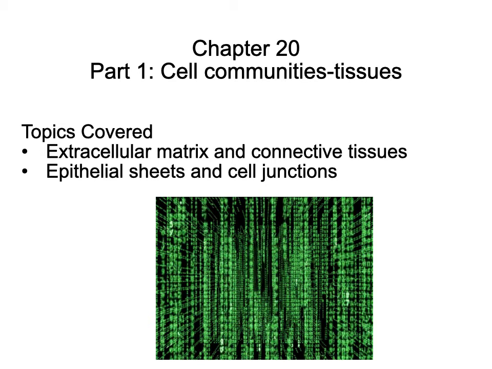So this is the first part of a two-part audio lecture for chapter 20. In this part we'll be talking about cell communities and tissues. In the second part we'll be talking about stem cells and cancer.